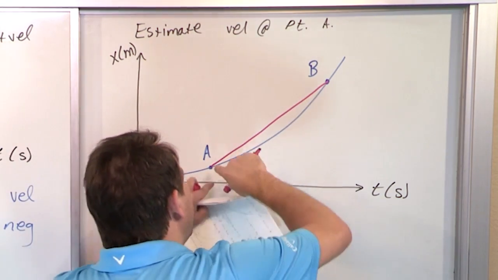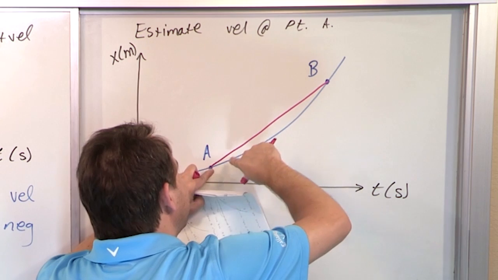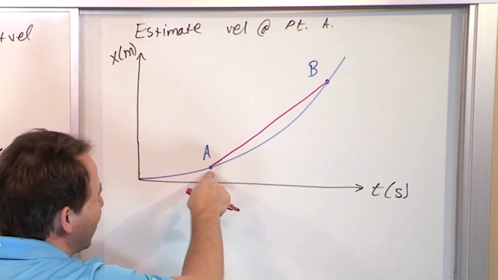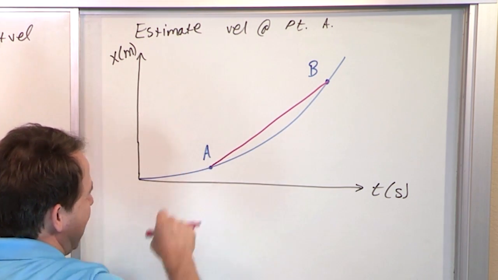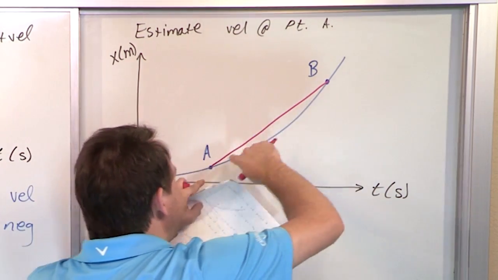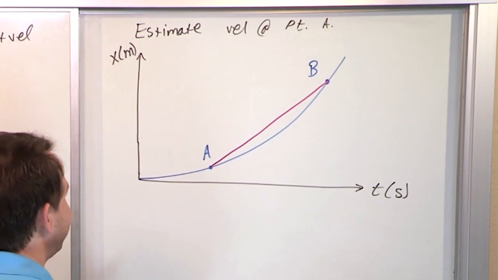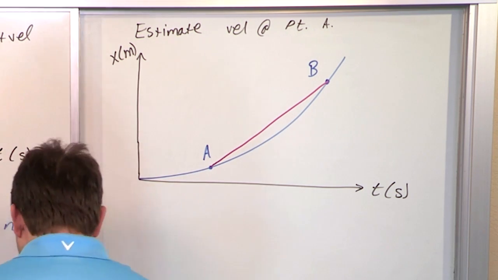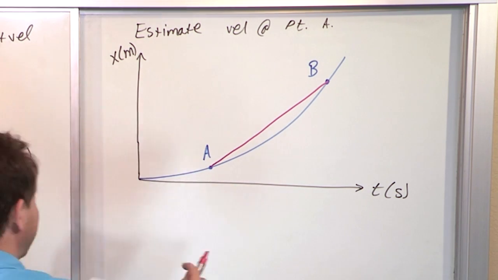And I'm going to say that whatever the slope of this line segment is, it's got to be sort of kind of close to whatever the slope at A is. But it's not obviously very exact because B is very far away, but I can still use it as a very rough estimate, right? So how am I going to calculate that?